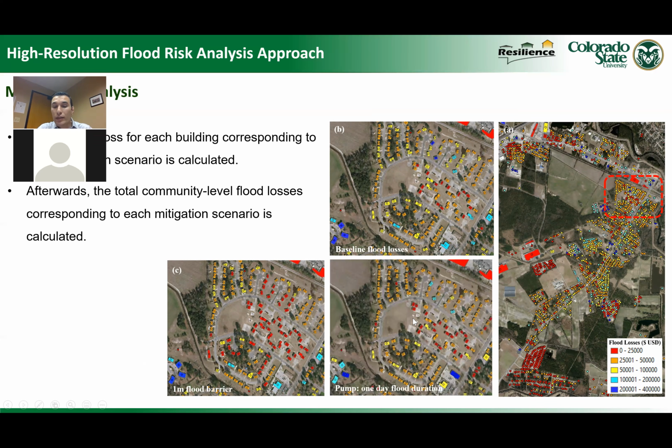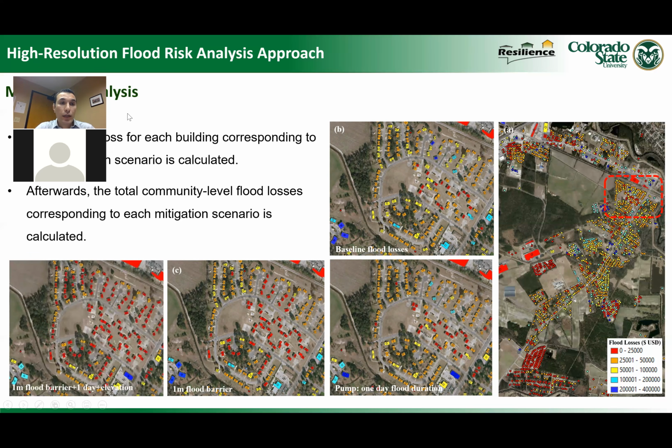And this one shows the impact of using a pump to decrease the flood duration to 1 day. It doesn't show as much savings in losses as using a 1 meter flood barrier. However, we can see that some of the blue buildings here have turned to light blue buildings, from $200,000 to $100,000. So what is the impact if we use all of them?